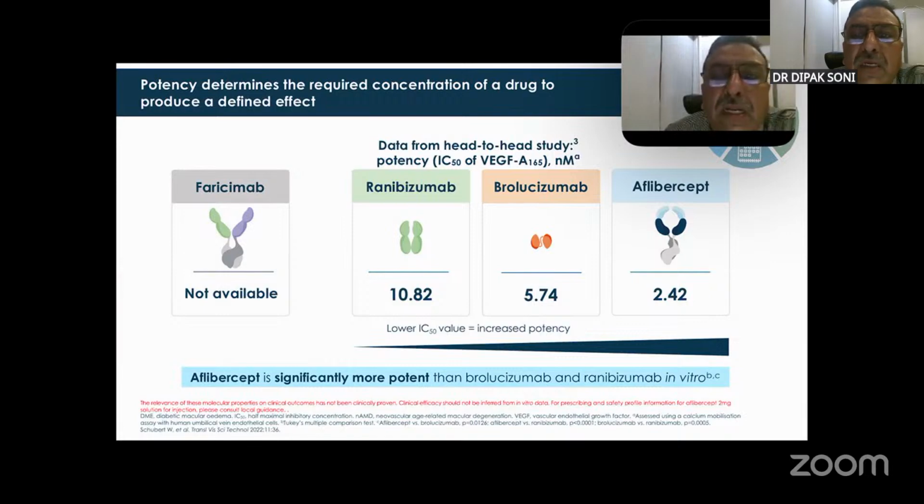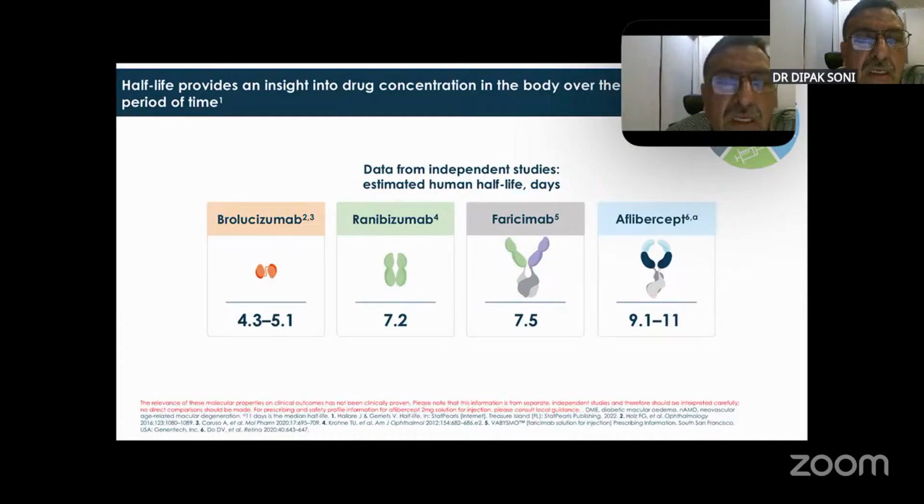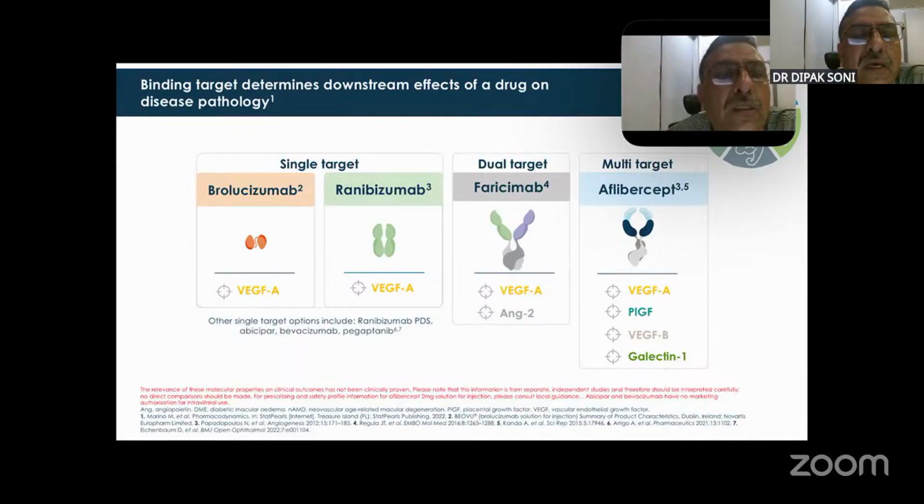Data from an independent study estimated the human half-life. The human half-life of aflibercept is 9.1 to 11 days. Binding targets determine the downstream effect of a drug on a disease pathology. Aflibercept affects multiple targets, VEGF-A and PlGF. They both are important.